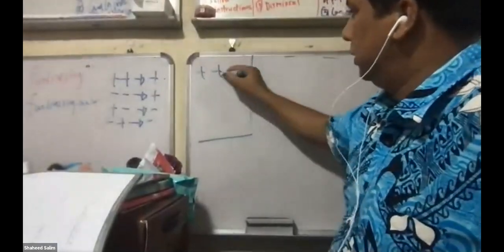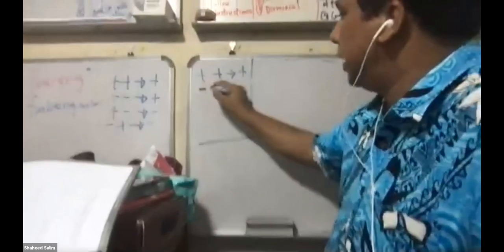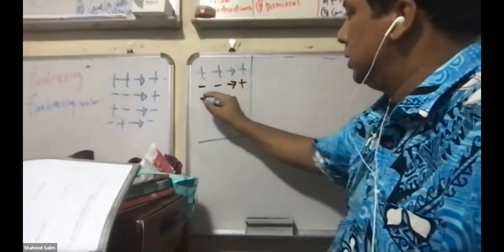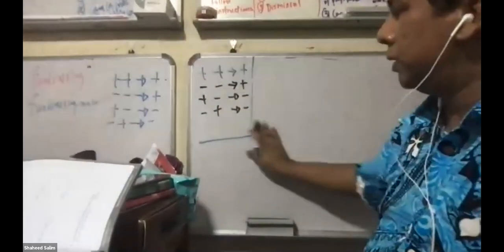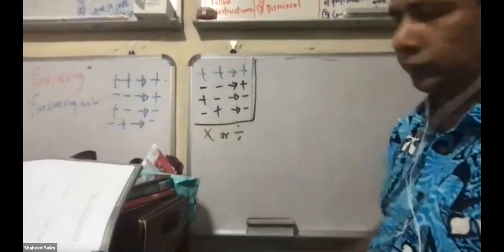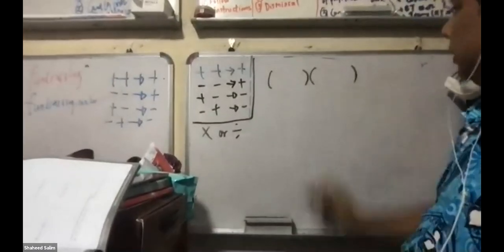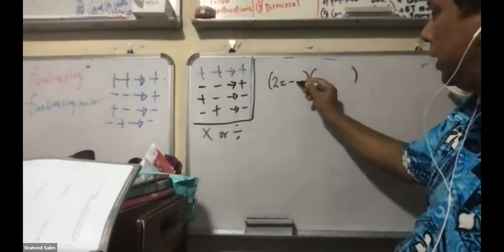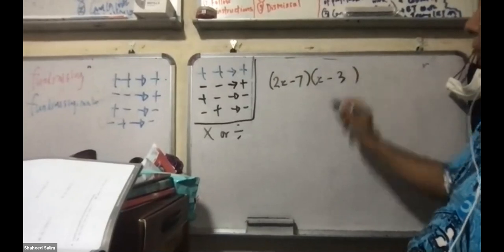Plus times plus equals plus, and then plus times plus equals plus, minus times minus equals plus. Plus and minus is minus, minus plus is minus. Now remember, this is for what? It is for times or divide. And how do we know it's times or divide? So down here, let's say now it's 2x minus 7, for example, then x minus 3.